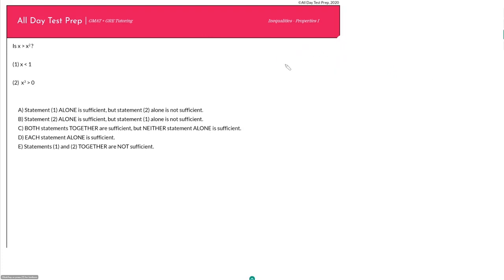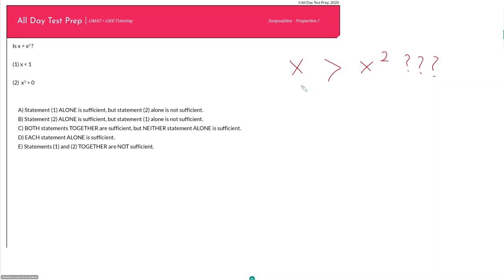And so you still need to keep in mind all your algebra rules and all of your exponent rules and all your number property rules, and then incorporate those with your inequality specific rules. And so this question here just says, is x greater than x squared? So inequalities, we need to talk about what we can and can't do. So let's talk about what we can't do first. And they're always trying to bait you to do the thing that you can't do, especially with inequalities.